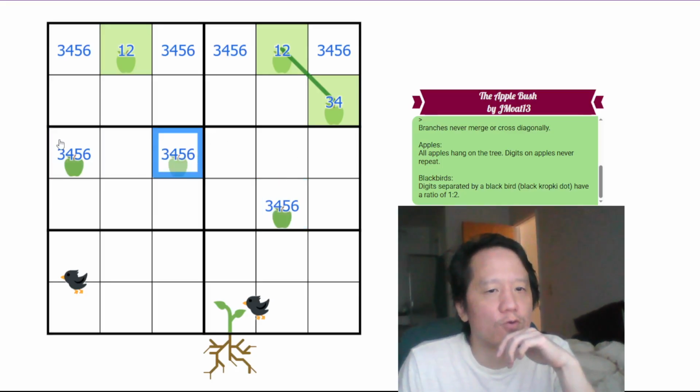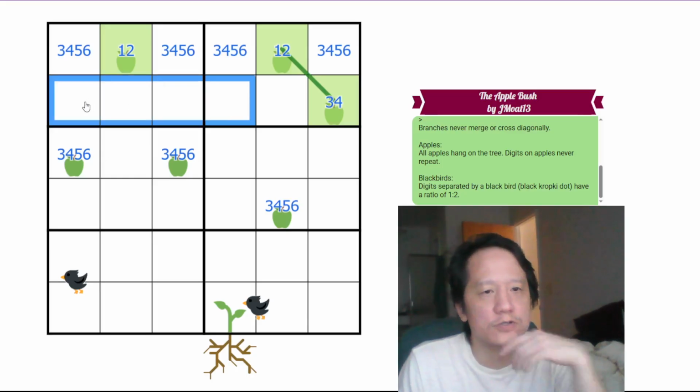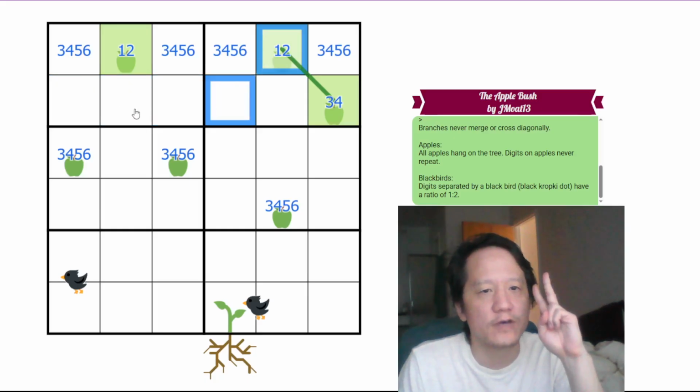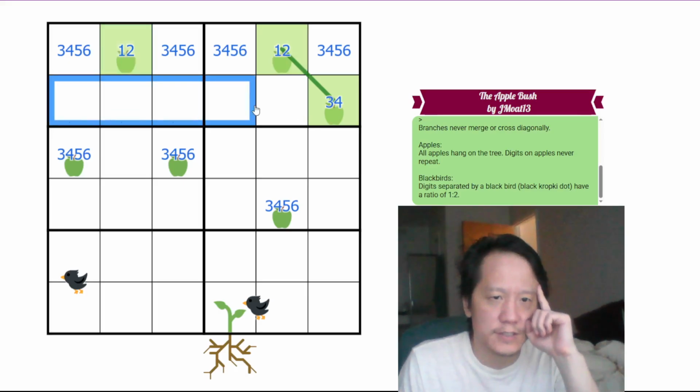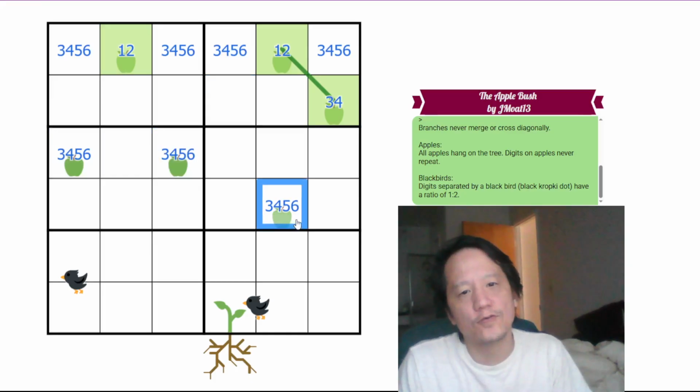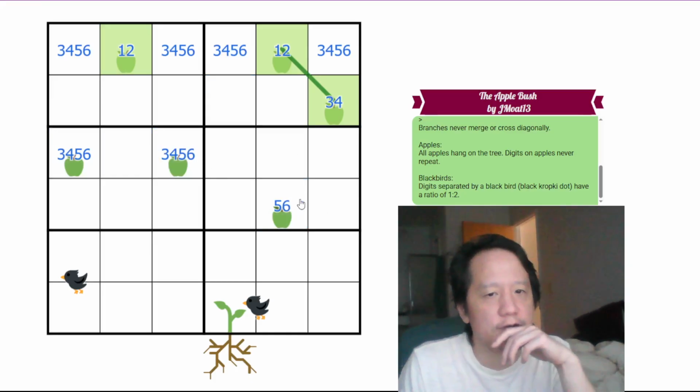If you have 4 expansions, so say this was 5 and 6, so you expand, expand, expand, expand. All of these nutrient levels, only 2 of them can be 1 or 2, so you have to have another expansion, but you can't have branches merge or cross diagonally. So that's not going to work. Therefore, one of these is 3 or 4. This cannot be 3 or 4. This is 5 or 6.